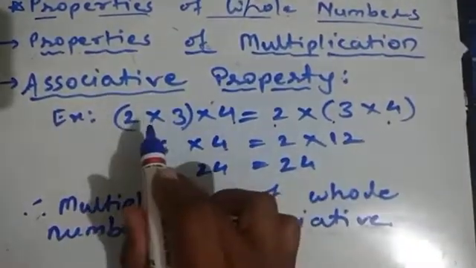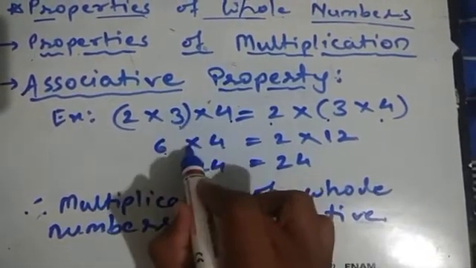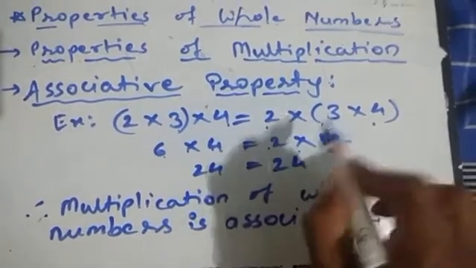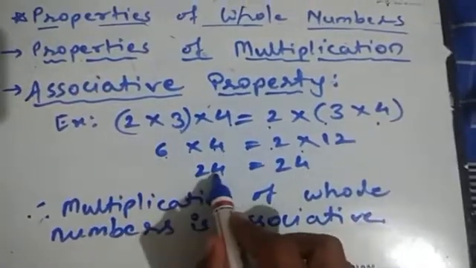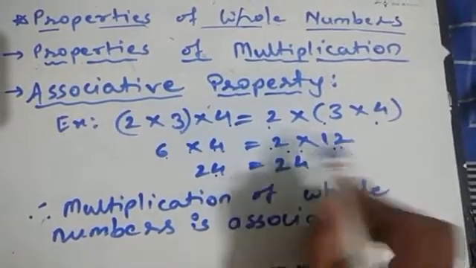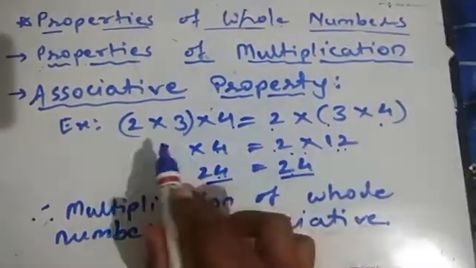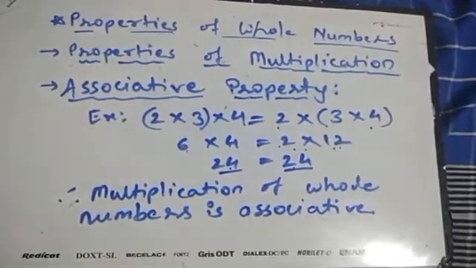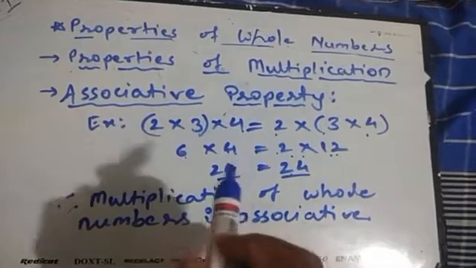I'm going to multiply them separately. 2 multiplied by 3 is what? 6. Multiply by 4 as it is, equal to 2 as it is multiplied by, and here 3 4s are 12. Now see here, 6 4s are 24, and 2 12s, or 12 2s, are 24. The answer remains the same even after changing the groups, and therefore even after changing the groups of the numbers, the product will not change.